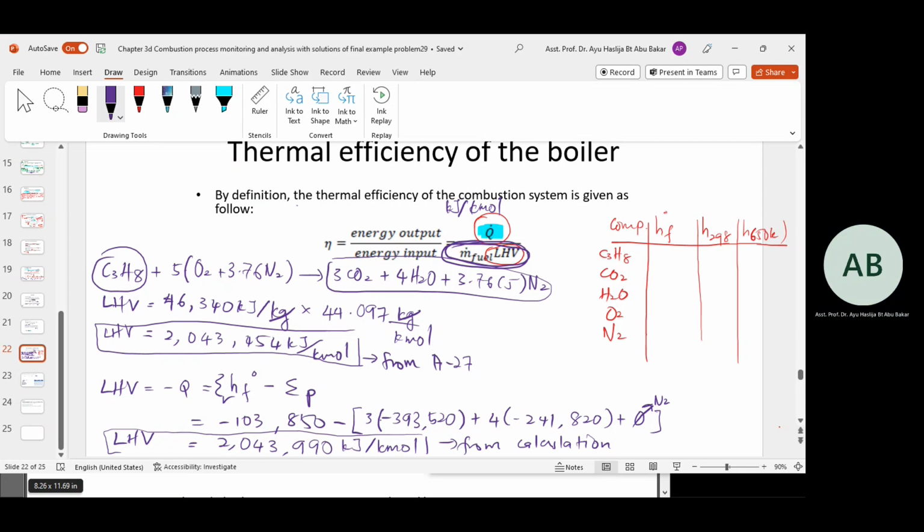That one is Q minus. You want the LHV. Can narrate it.